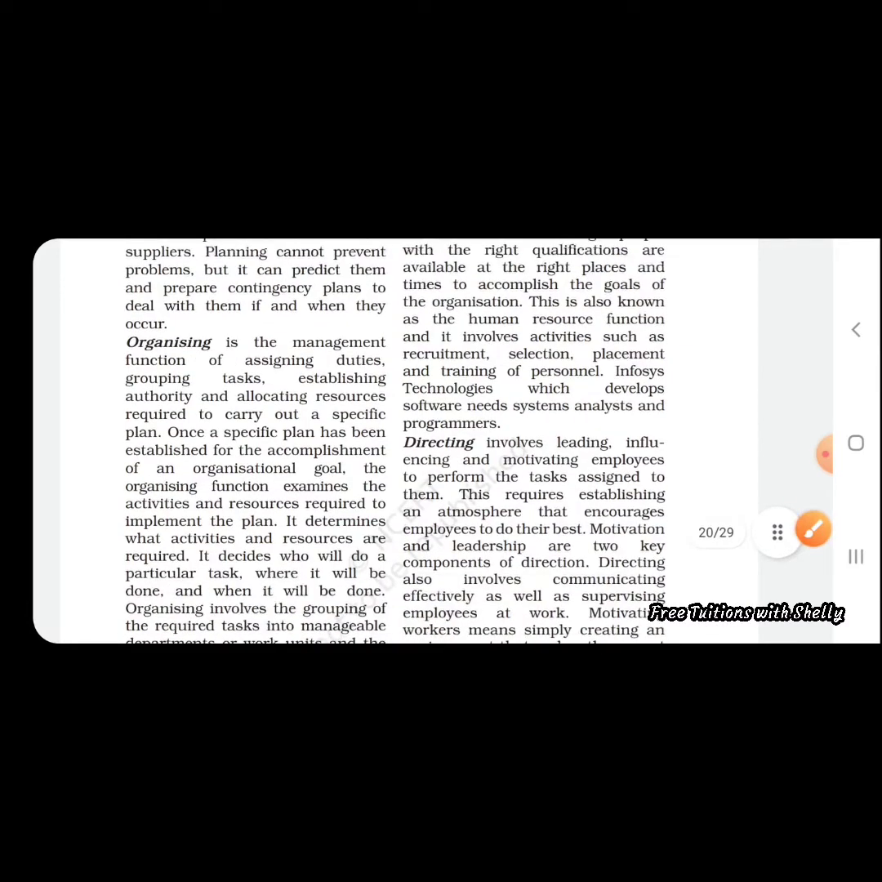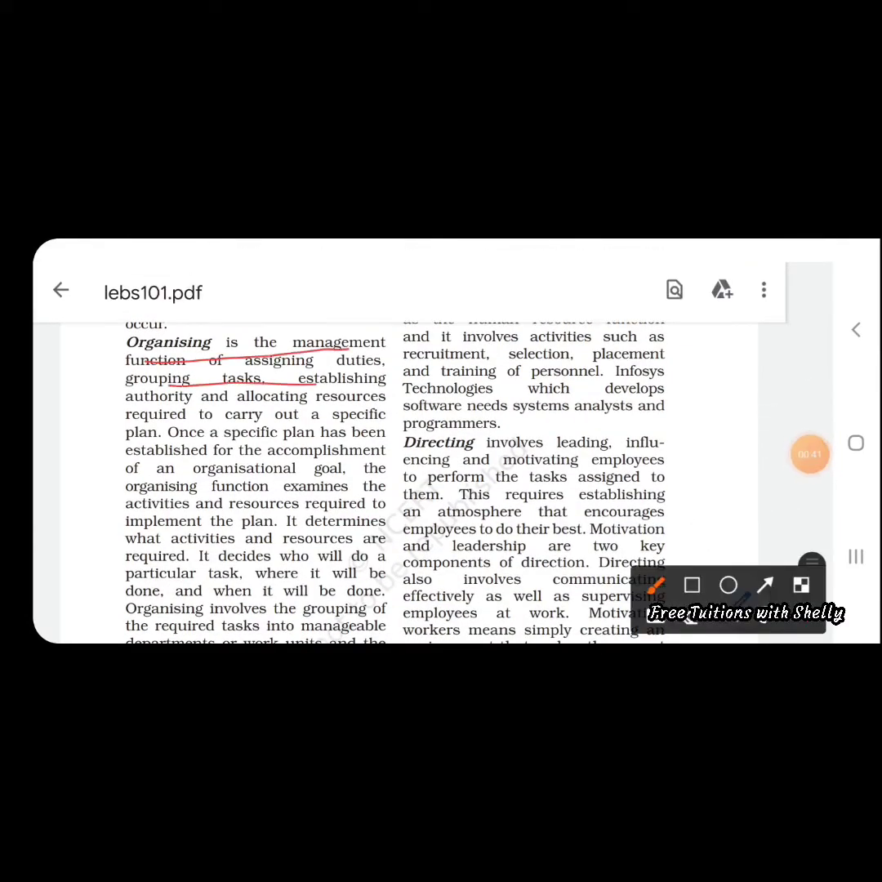Next is organizing. What do you mean by organizing? Organizing is the function of assigning duties, grouping tasks, establishing authority, allocating resources. Suppose when you are going to face an examination, what you do before 2 weeks, you plan what all you have to study, you arrange them in a proper order. So in the same way, in organizing also, all duties are assigned to each individual, what all they have to do. Each department is assigned a task. These all come under organizing.